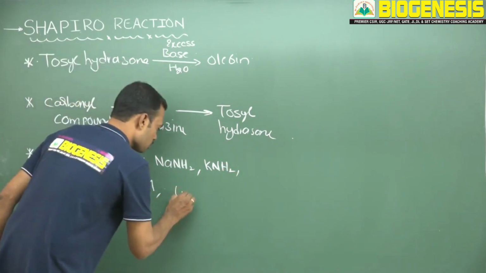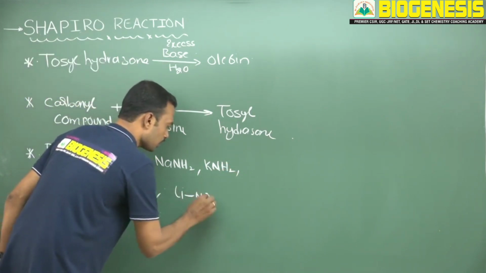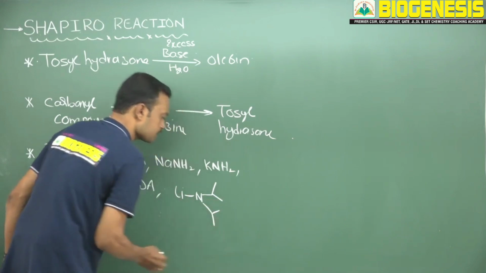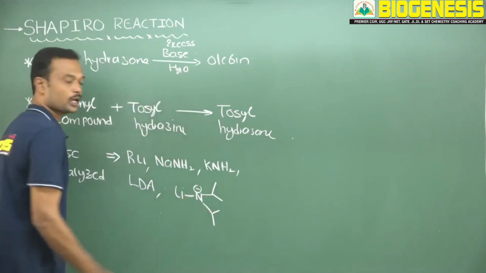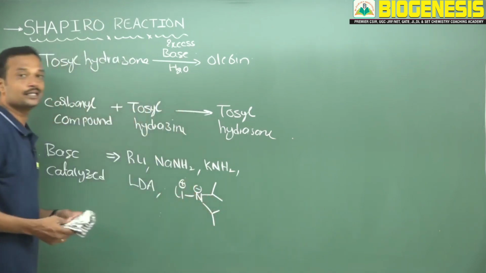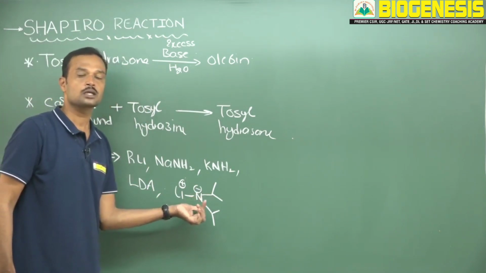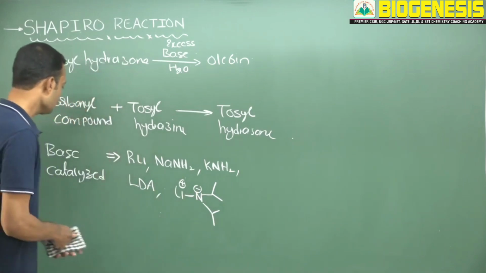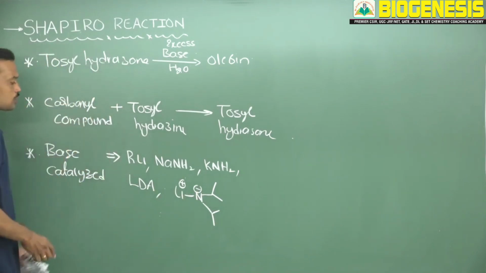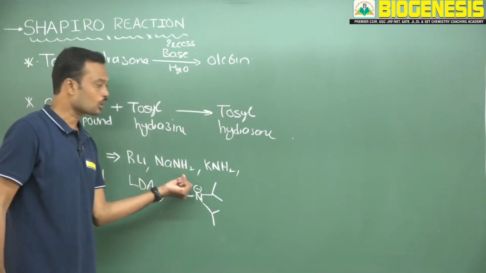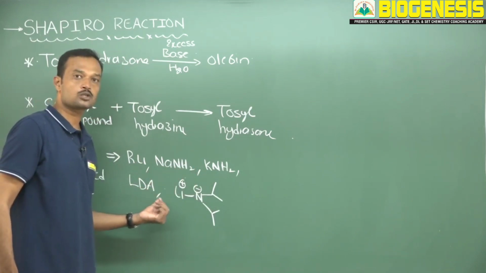Lithium diisopropyl amide, where nitrogen attaches to two isopropyl units like this, bearing a negative charge on nitrogen as well as a positive charge on lithium. So this is called LDA. LDA is also called a harpoon base. It is a base but not a nucleophile. So the bases used in the Shapiro reaction are lithium OMC, sodamide, potassium amide, and lithium diisopropyl amide.